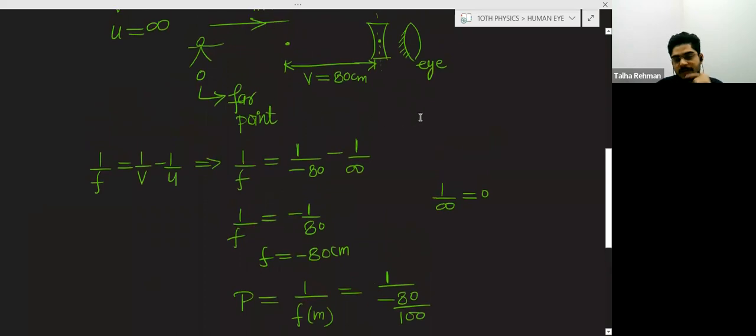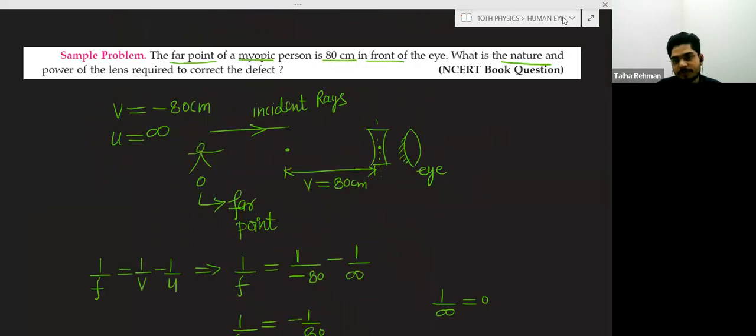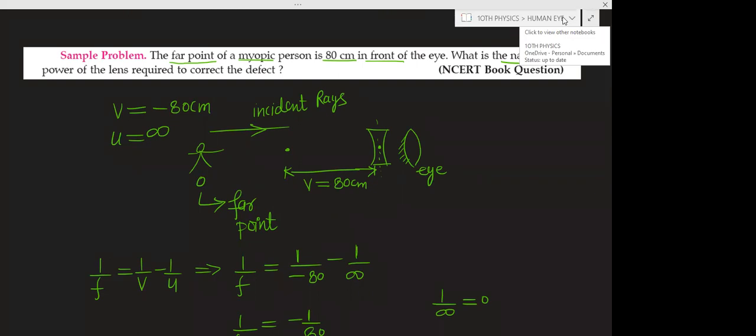Now we will see the correction of hypermetropia. We will calculate the power of a lens to correct hypermetropia. Can you tell me which lens will be used to correct hypermetropia? Concave or convex? Convex.